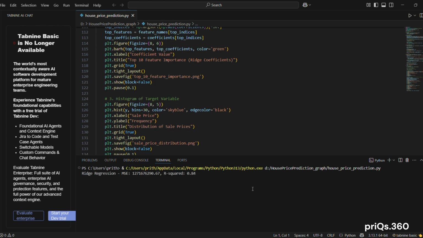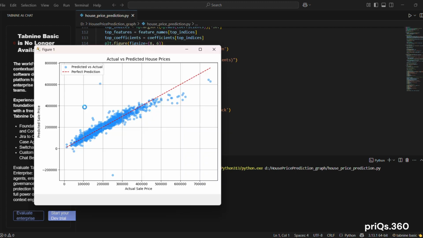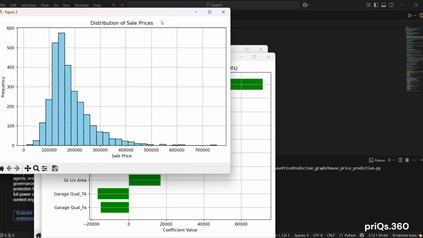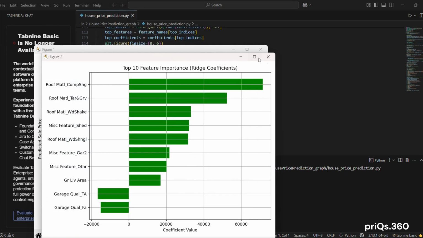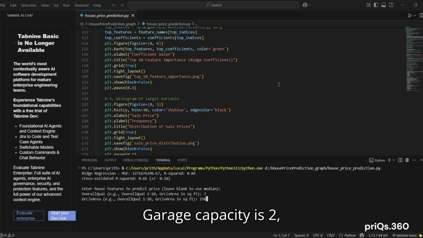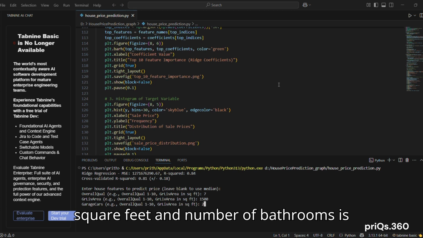For example, overall quality is equal to 7, living area 1500 square feet, garage capacity is 2, basement area is 1200 square feet, and number of bathrooms is 2.